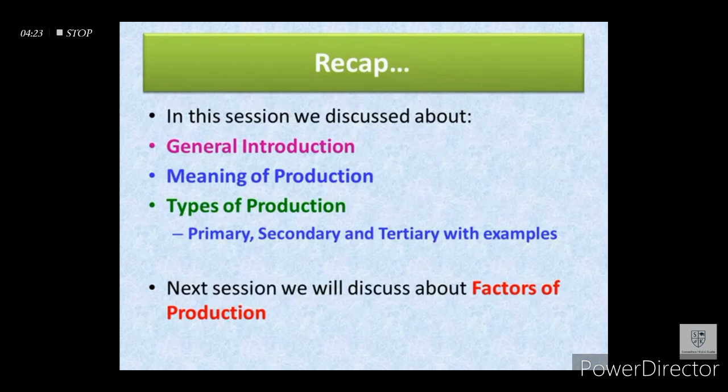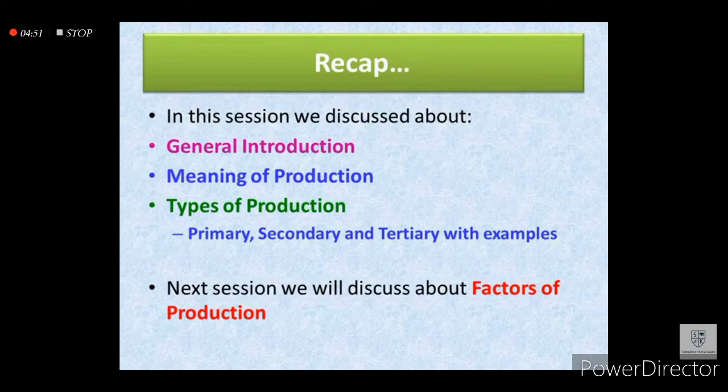There are three types of production: primary, secondary, and tertiary. The primary production refers to the state of activity in which natural resources are directly used. Examples: agriculture, forestry, fishing, mining, oil extraction. Secondary production is a process of manufacturing products by using primary products as raw materials. Industrial sector production is an example.